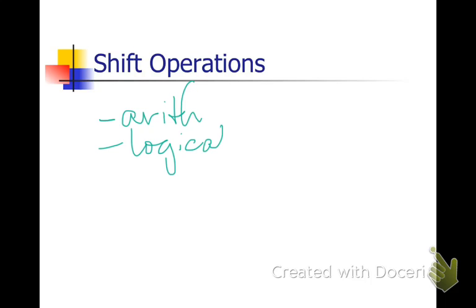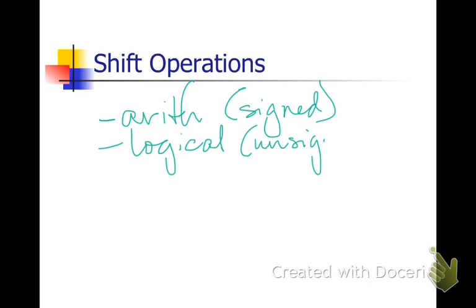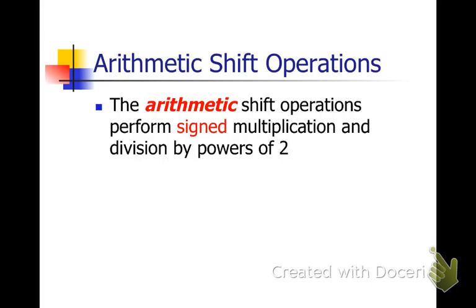Arithmetic shifts perform signed multiplication and division. Logical, of course, unsigned. So, let's look at arithmetic shift. In this case, we're going to perform signed multiplication and division by powers of 2.